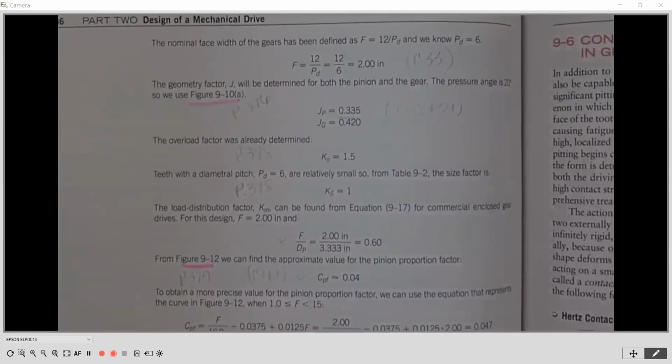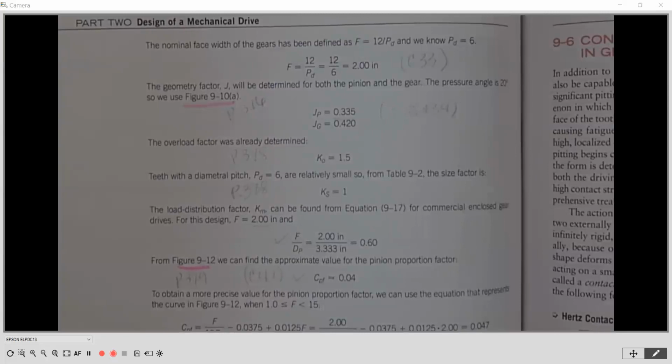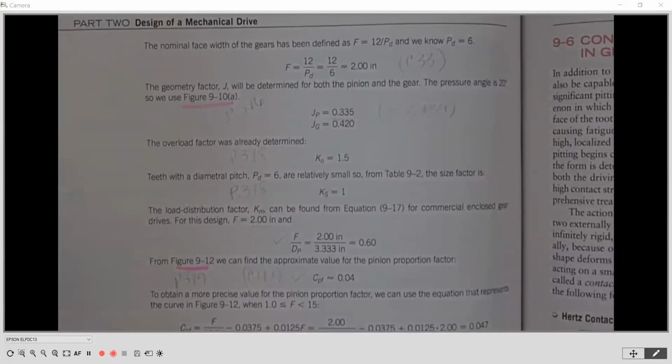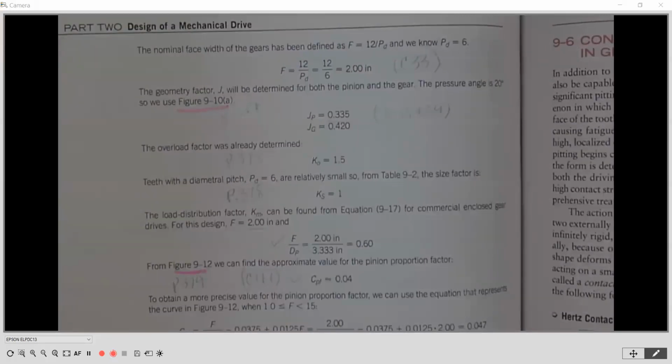What was that? Oh, thank you. You're right. For the red, page 376. Wonder who did that.